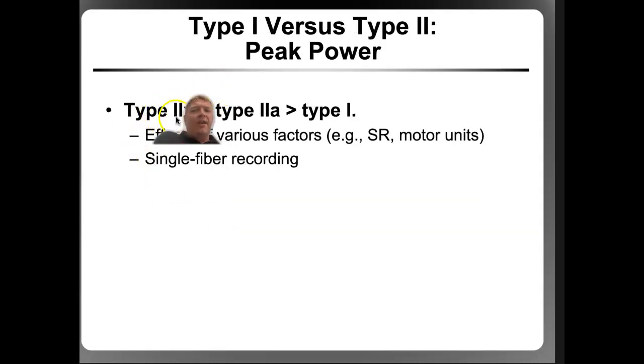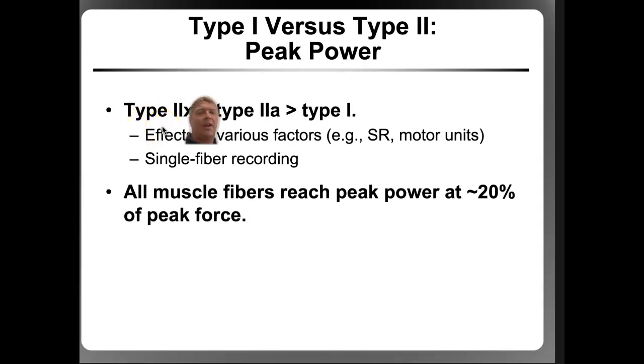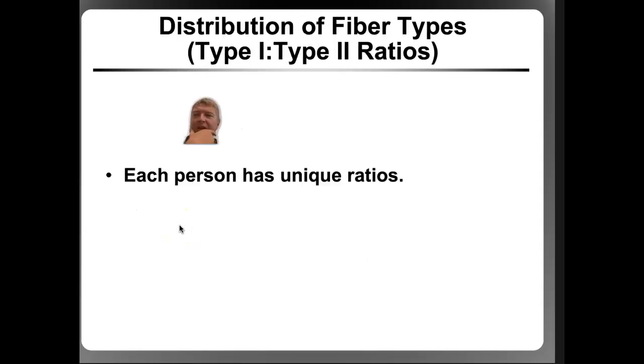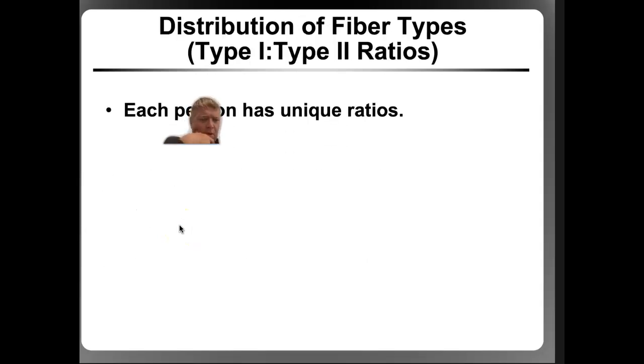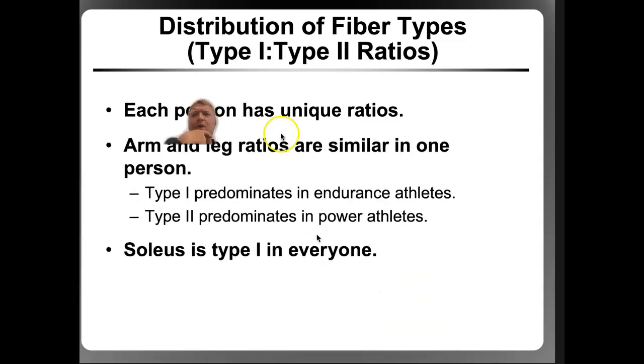So type 2X are the fastest, type 2A are the middle ones, and then type 1s are the slower ones on how much power they have. So there's more in that type 2X compared to type 1 and type 2A. So all fibers reach max power at about 20% of peak force. Just going to keep going here. And I kind of already mentioned this one.